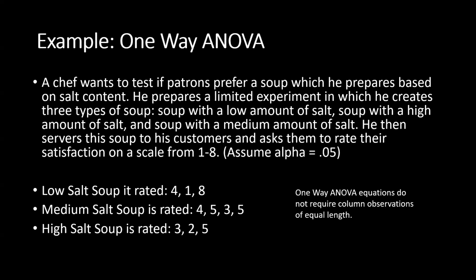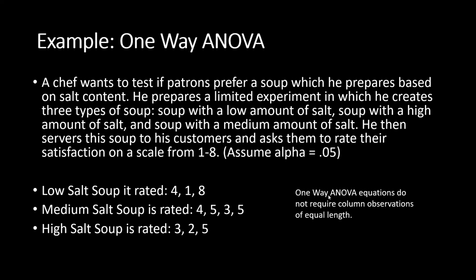But in any event, a chef wants to test if patrons prefer a soup which he prepares based on salt content. He prepares a limited experiment in which he creates 3 types of soup: soup with a low amount of salt, soup with a high amount of salt, and soup with a medium amount of salt. He then serves this soup to his customers and asks them to rate their satisfaction on a scale from 1 to 8. And we're assuming an alpha of 0.05. And here are the ratings below.